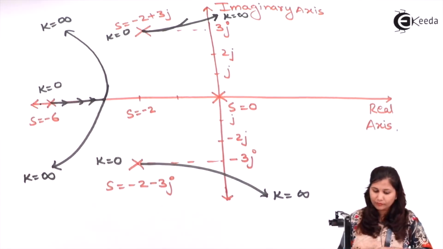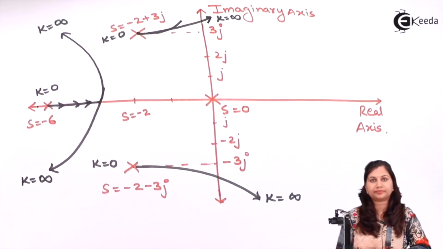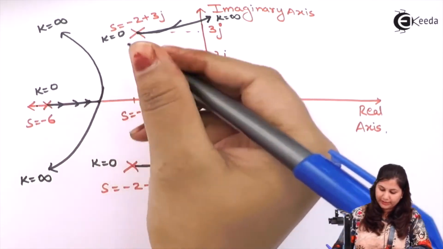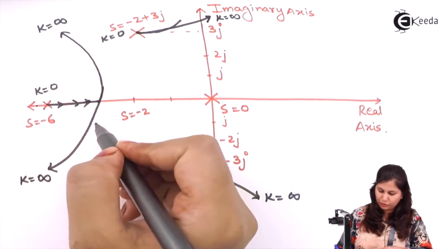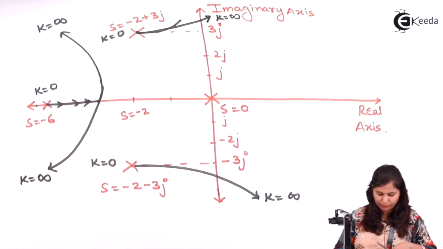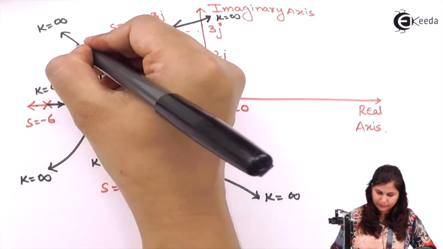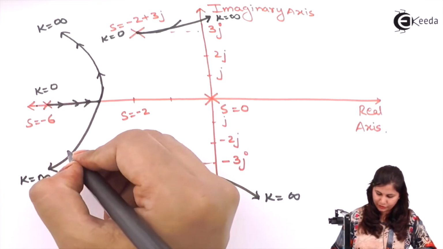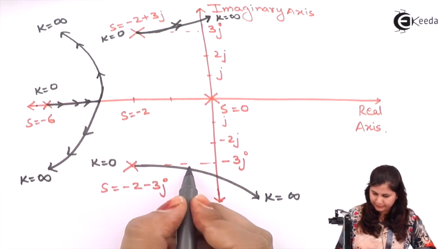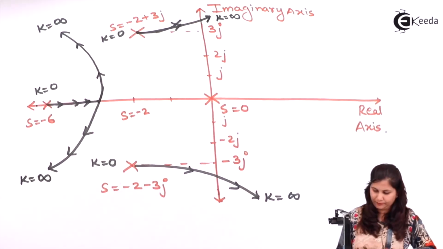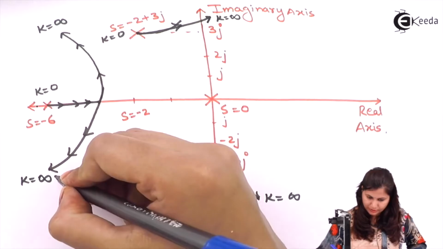Now for all these, so for these 4 branches, we are having asymptotes. Its direction is like this, and its direction is like this. We are having asymptotes, so we will draw these asymptotes here.